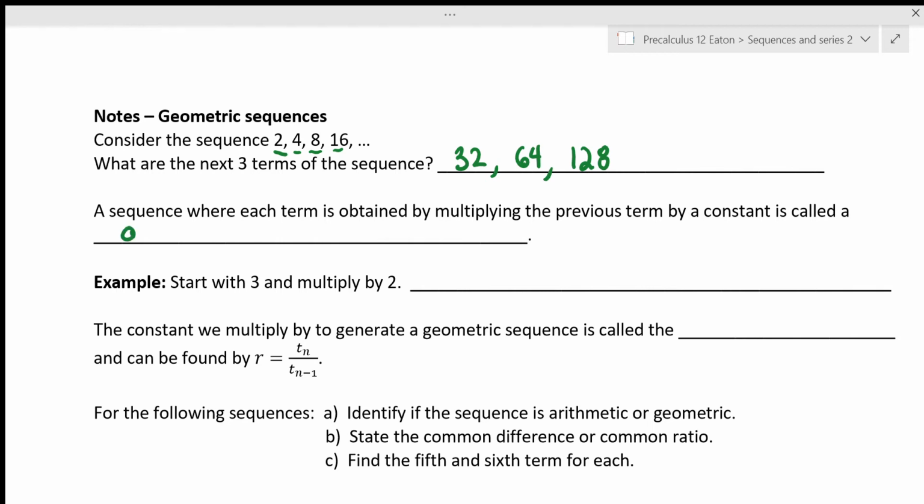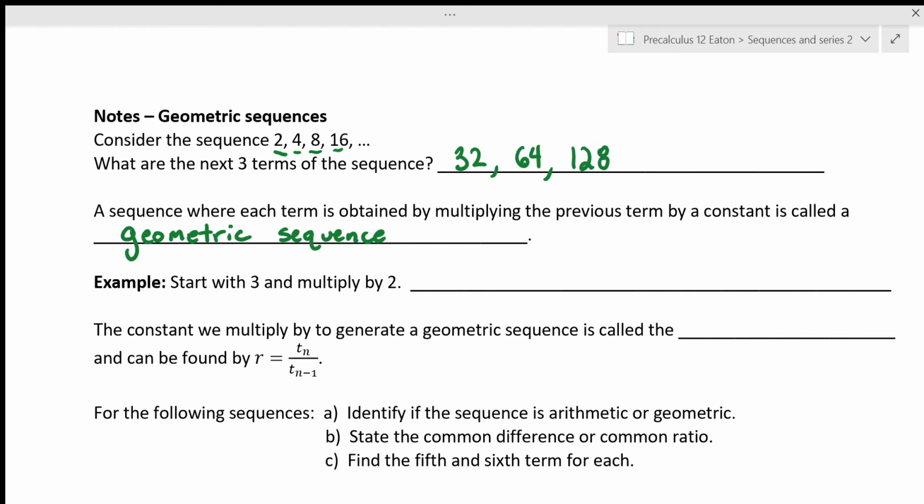And in a geometric sequence, each term is obtained by multiplying the previous term by some constant. So you're always multiplying by the same thing. In the case of the sequence we've just looked at, you're multiplying by 2.